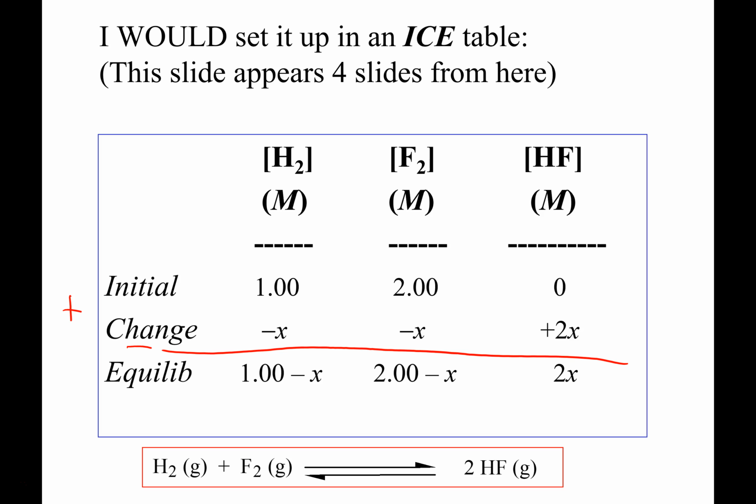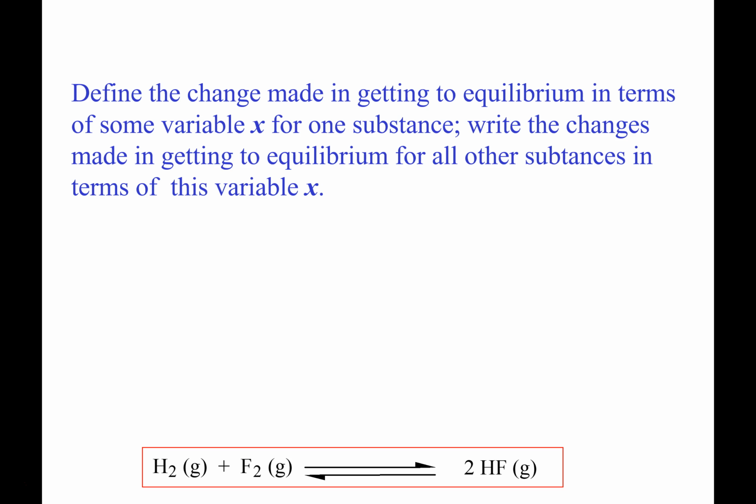Yep. So you take the initial, you apply the change. So at equilibrium, you're looking at H2 being 1.0 minus X. At equilibrium, F2, 2.00 minus X. And at equilibrium, your HF is going to be 2x. Okay. So what your slides do now, and we're going to get the same relative amounts.